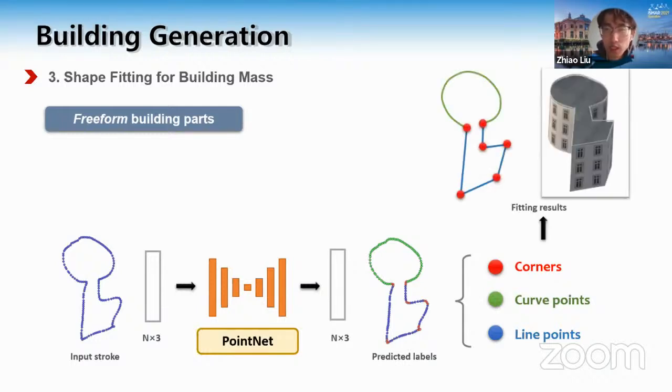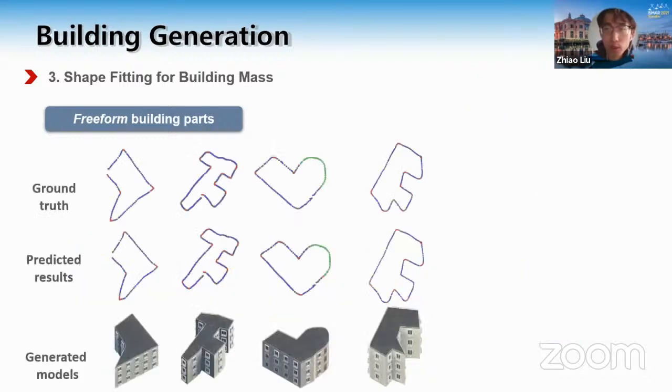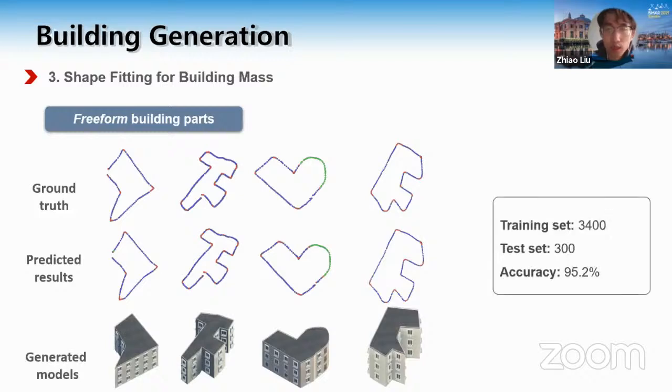And after the segmentation, we can easily produce straight and curve-shaped facades by the line fitting and the cubic Hermite splines, respectively. Here are some stroke segmentation results and the corresponding building models. And as a result, on the test set, we finally obtain about 95% accuracy.